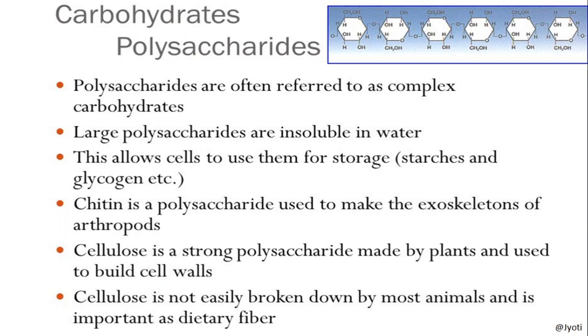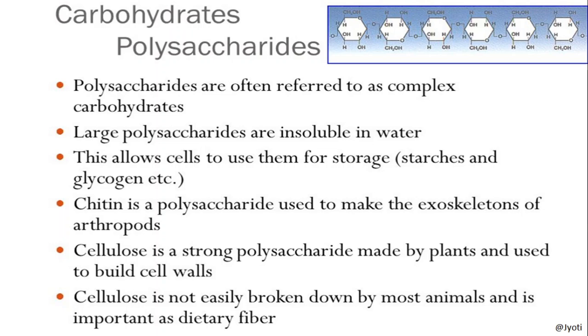And what is the function of carbohydrate, that is polysaccharide? For example, starch and glycogen allow the cell to use them for storage of food. You know that in plants the food is stored in the form of starch. In case of animals, the food is stored in the form of glycogen. In fungi also, the food is stored in the form of glycogen.